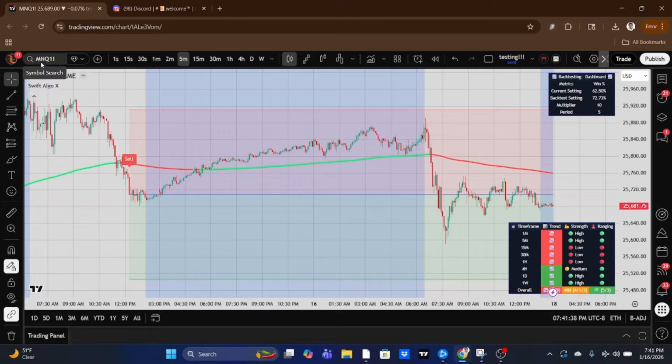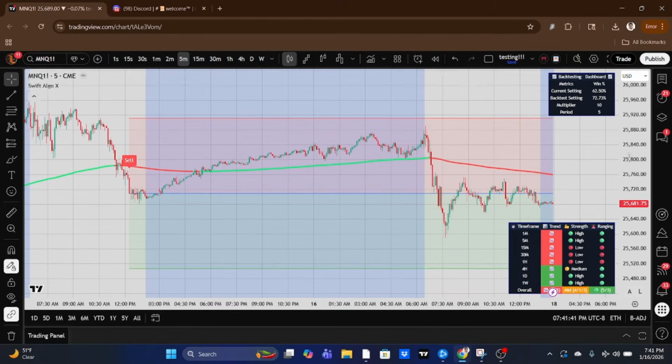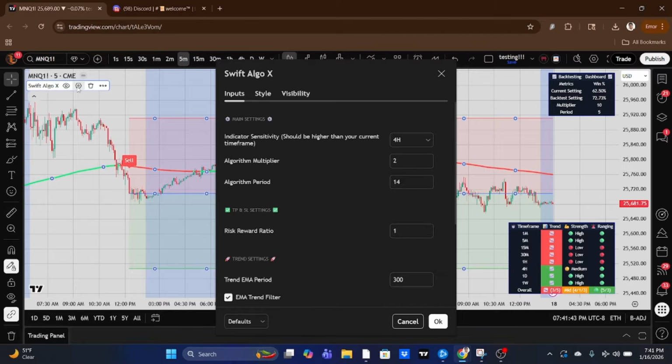I am trading on the MNQ just for this example. So if you go to your settings tab, if you're trading on the 5 minute time frame, it's recommended to use the 1 hour. You see this eyeball icon circling, it's loading. So the backtest setting it found was 78.95. Your current setting is 47.37. So it's basically telling me to change the multiplier to 7 and the algorithm period to 6.